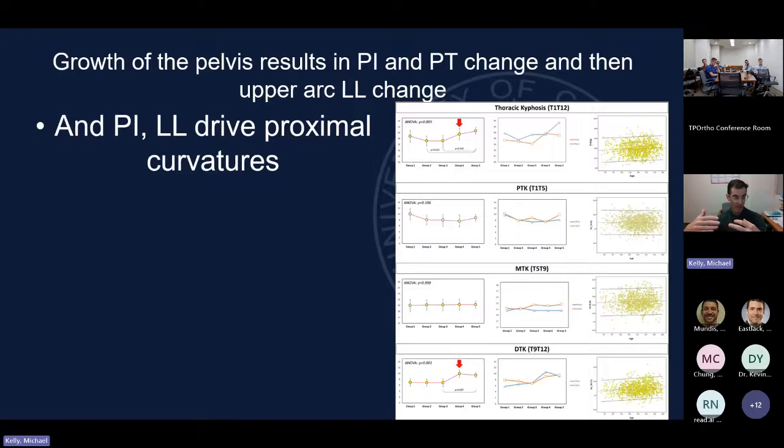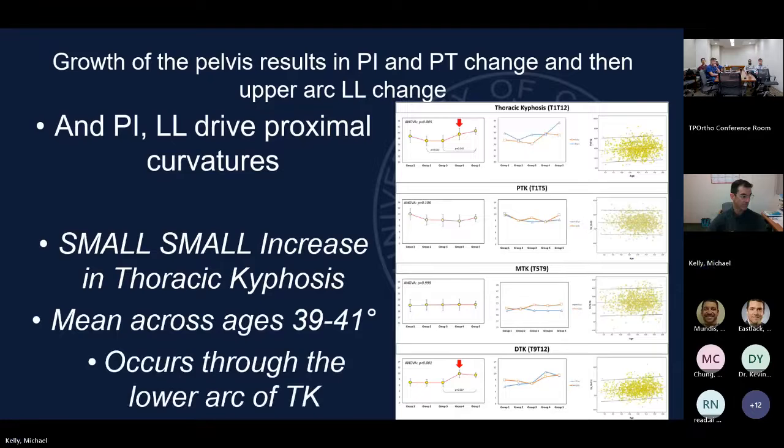Then, what happens in the thoracic spine? Some of you that were in Vegas heard me talk about this: the proximal arc of lumbar lordosis is equal to the distal arc of thoracic kyphosis. Sure enough, that's what changes as your PI changes: the proximal arc of lumbar lordosis changes, and the distal arc of thoracic kyphosis changes. And you can see that proximal thoracic kyphosis, T1 to T5, is relatively static across these age groups. So as we are developing our sagittal curvatures, the proximal arc of LL is changing, the distal arc of TK is changing, and pelvic tilt is accommodating your PI.